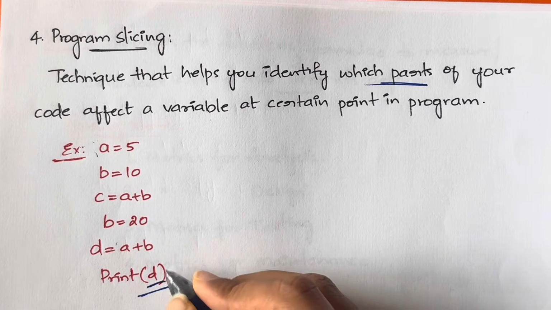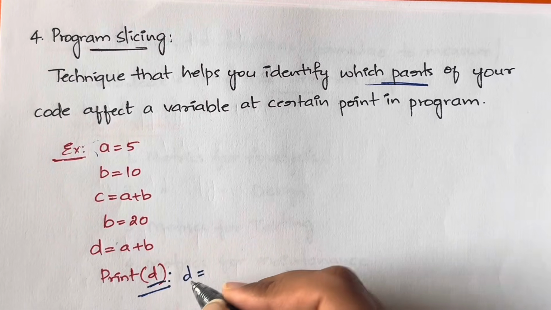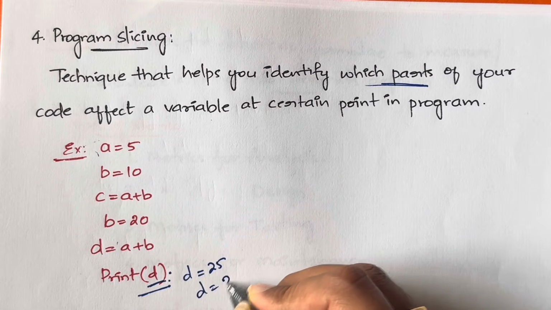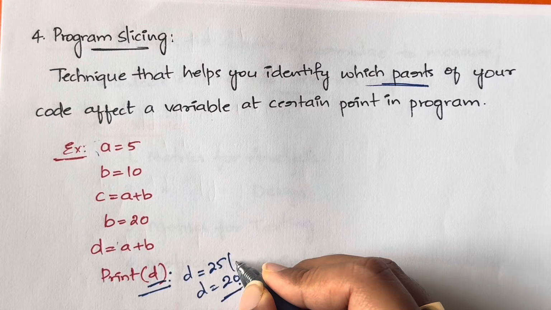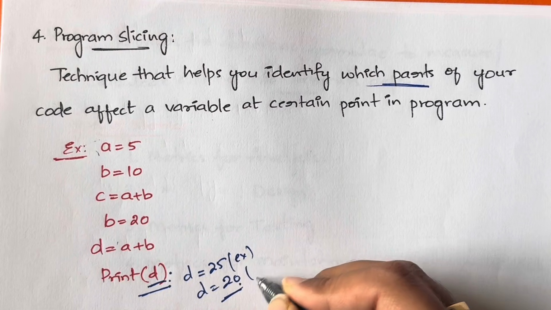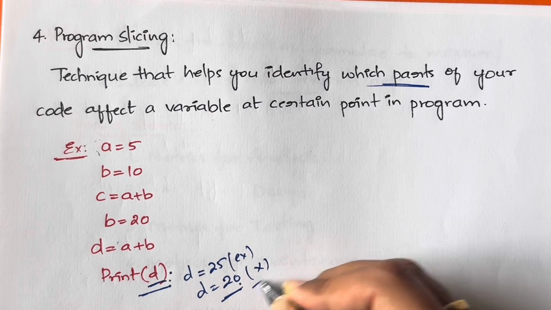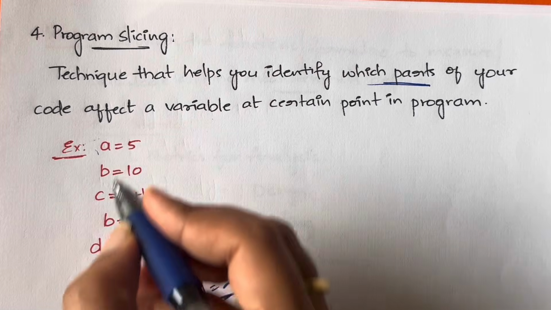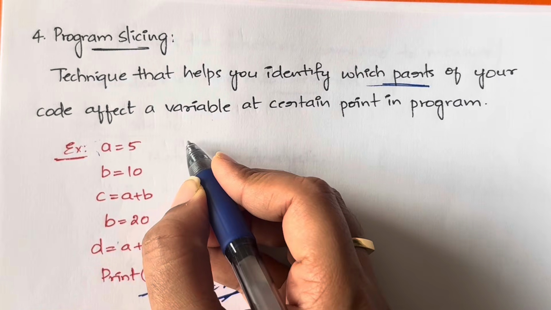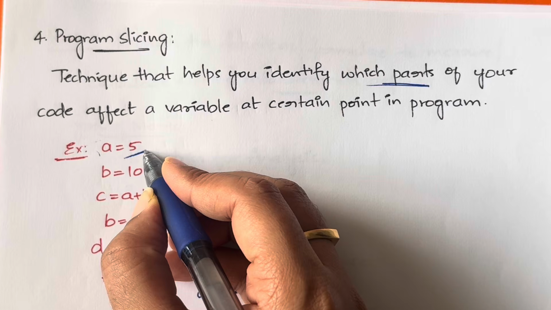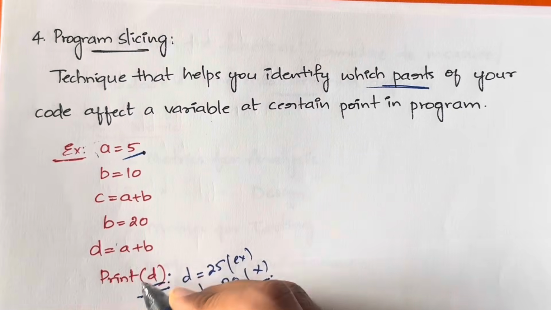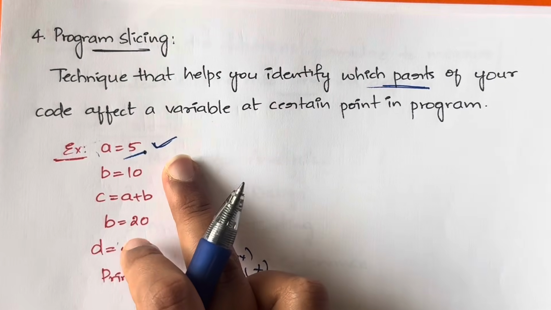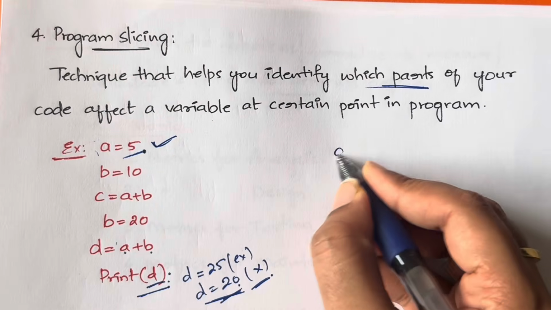Let's say your expected output for d is 25, okay, but you are getting only 20. So this is your expected output, and this is what you are getting. So this is wrong, right? You should see why it is printing the wrong value. So you go to the program and see the first line: a is equal to 5. Is this influencing d or not? Yes, because d is equal to a plus b. So you have to consider this line, okay?